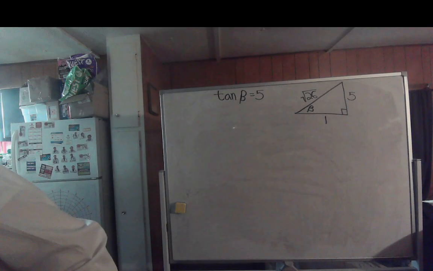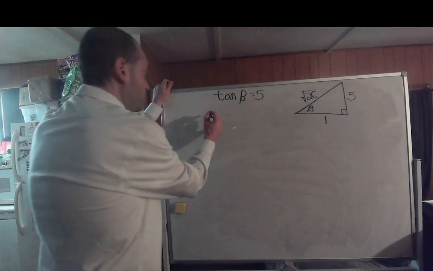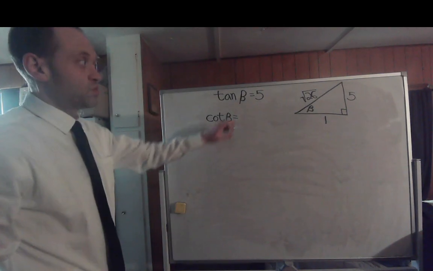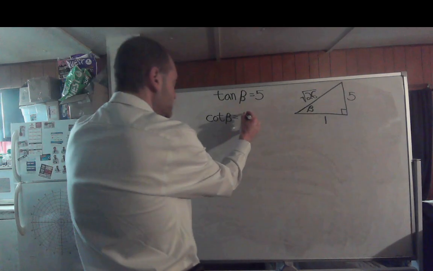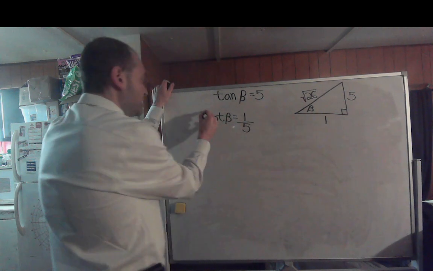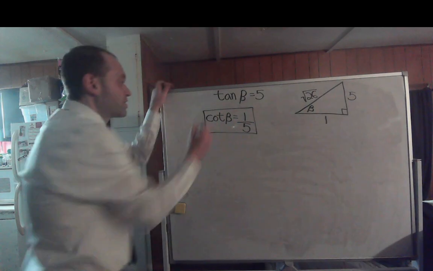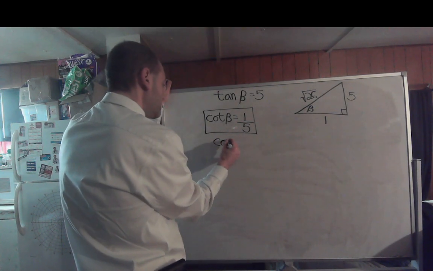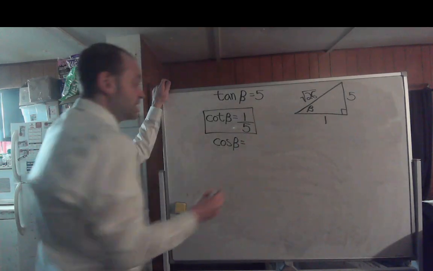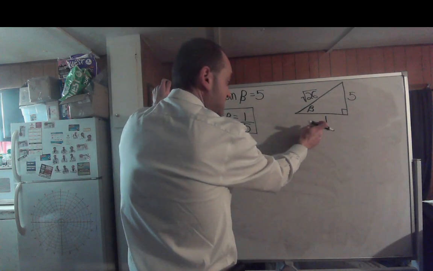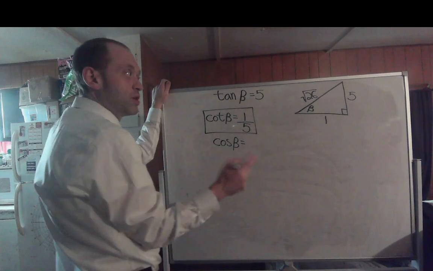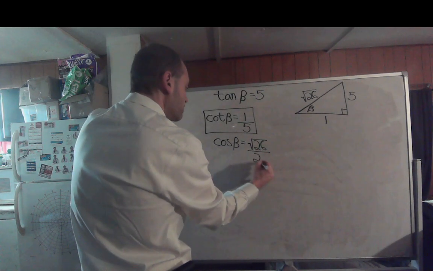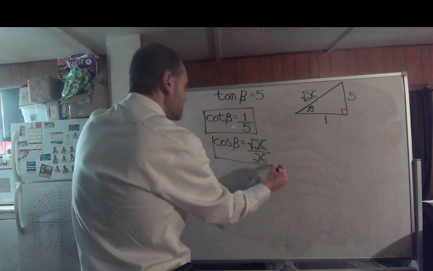Now, what are they asking us for? Easy enough one. They're asking us for the cotangent of beta. Well, the cotangent is just 1 over tangent, so 1 over 5. You end up getting that the cotangent of beta is 1/5. How about the cosine of beta? The cosine of beta, that's adjacent over hypotenuse, so that'd be 1 over the square root of 26, which would turn into the square root of 26 over 26. So there's your cosine.